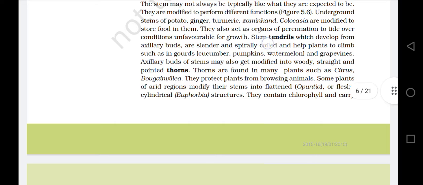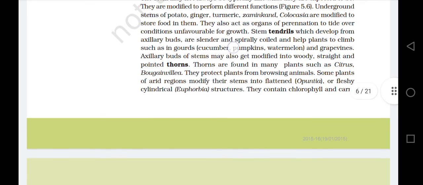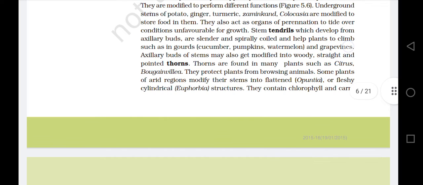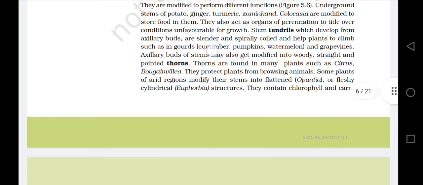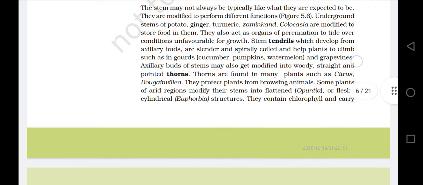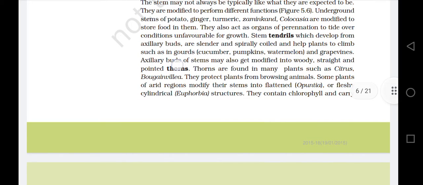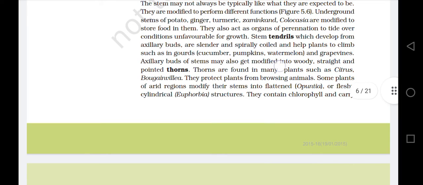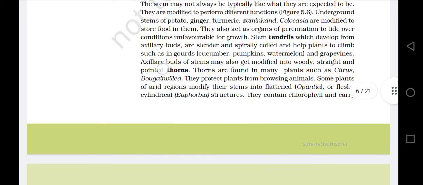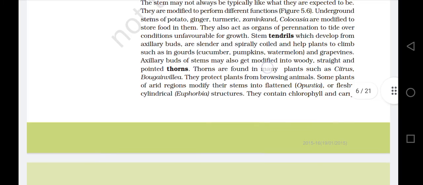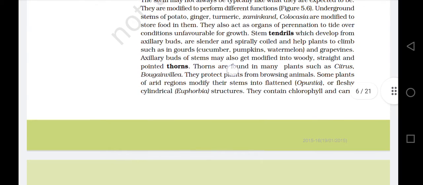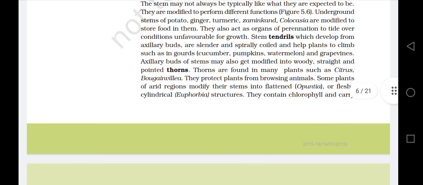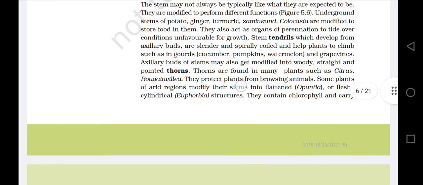Stem tendrils, which develop from axillary buds, are slender and spirally coiled and help plants to climb, such as in gourds, cucumber, pumpkin, watermelon, and grapevines. Axillary buds of stems may also get modified into woody, straight, and pointed thorns. Thorns are found in many plants such as citrus and bougainvillea. They protect plants from browsing animals.